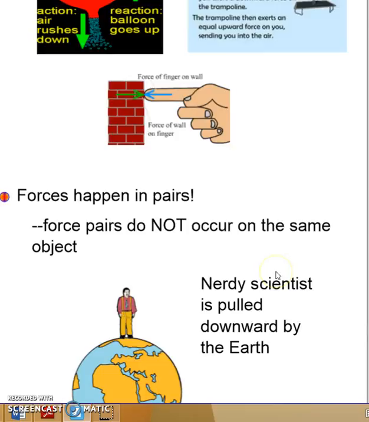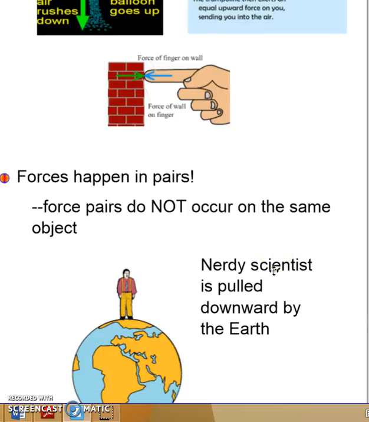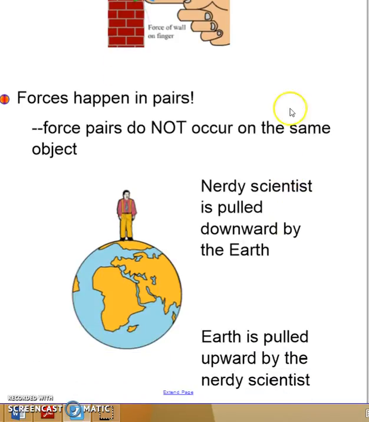So in other words, when we're talking about Newton's third law, we need to think about forces happening in pairs, and we're not talking about forces that are occurring on the same object. And we'll get more into what that means in a little bit. But let's look at some more real-world examples of forces happening in pairs.